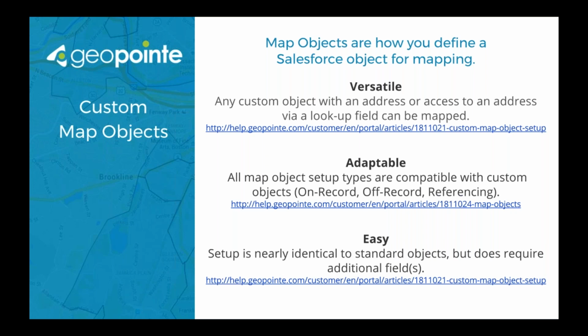As long as a custom object has an address on it, or it has access to an address via a lookup field, it can be mapped in Geopointe. And you can use any of the setup options. We talked in detail last time about on-record geocoding, off-record geocoding, or referencing, using a referencing map object as your map object types. Any of the three work for your custom objects. It just depends on what matters to you for storage space and where the address information is stored. And again, the setup is almost identical. We just have to create the fields because they aren't there automatically.